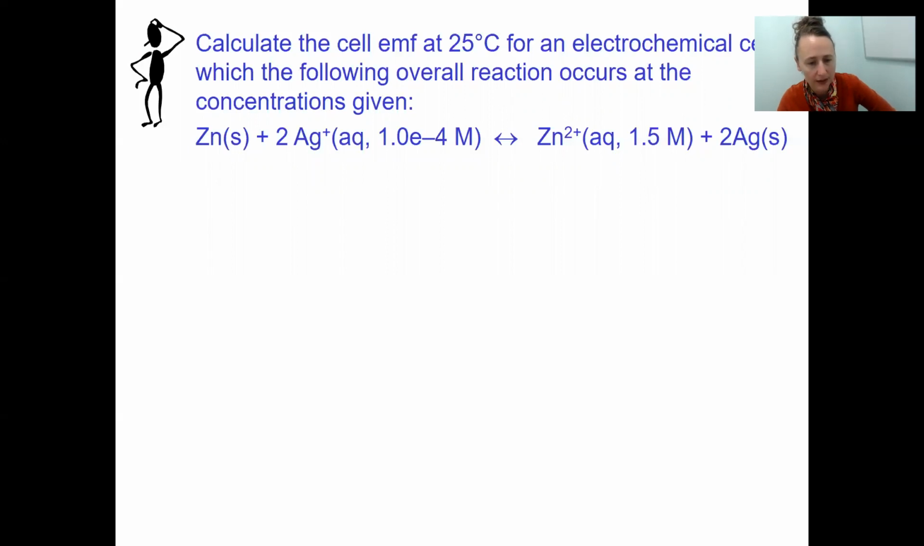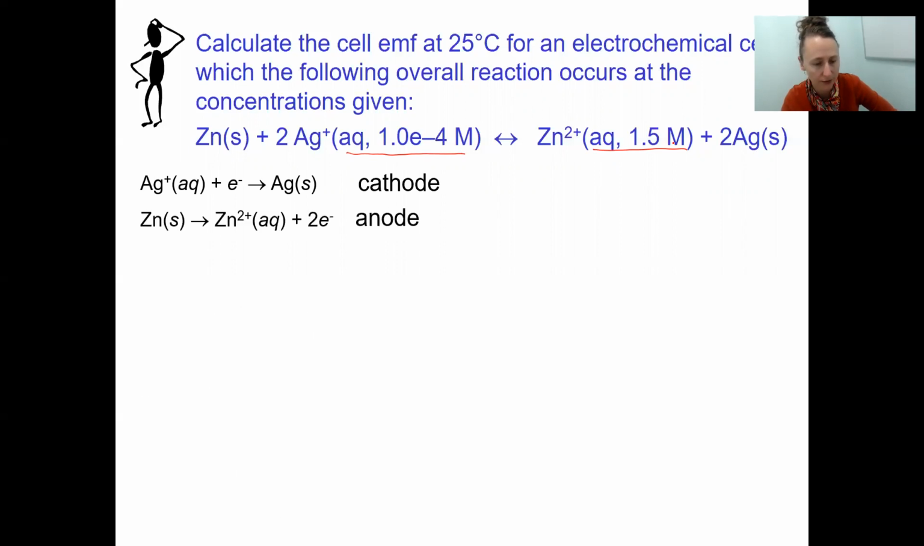We want to calculate the cell potential, or the electromotive force, at 25 degrees Celsius for a cell with this overall reaction. And here we're using the notation where we give the concentrations within the reaction. All right, so first let's determine our cathode and anode. Silver ion is getting reduced to silver solid, so that's the cathode, and zinc is getting oxidized to zinc ion, so that's the anode.